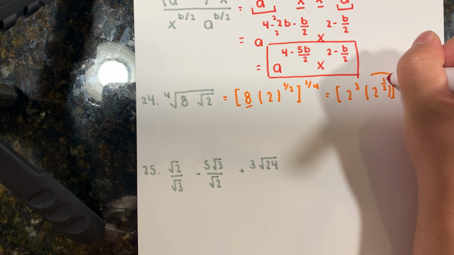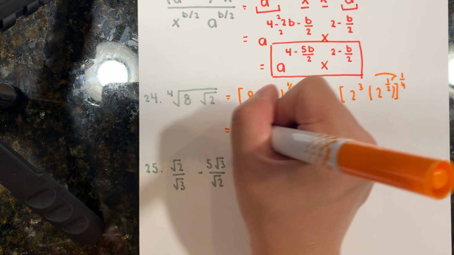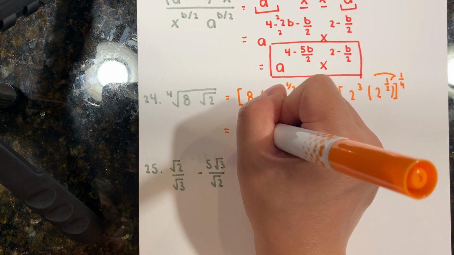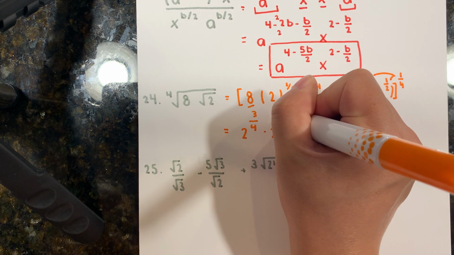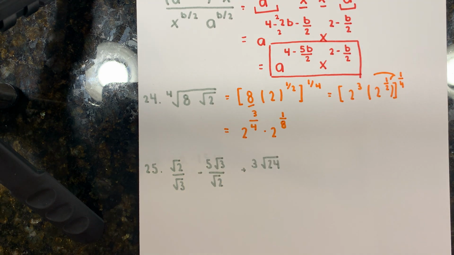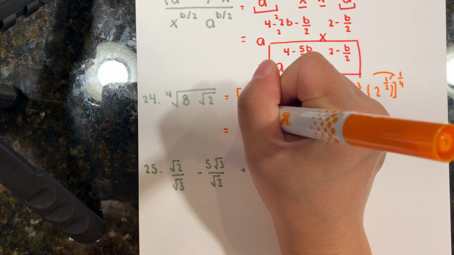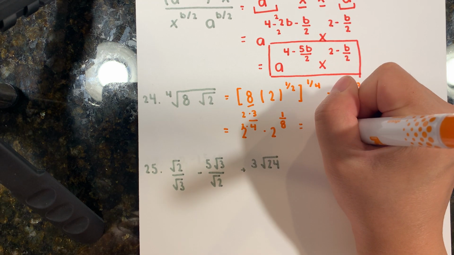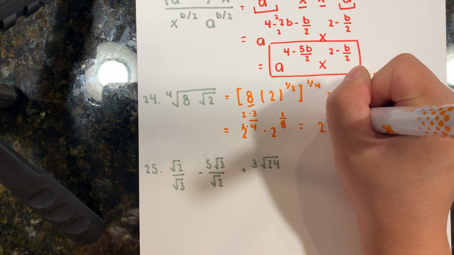And now I'm going to distribute that to the exponent. So that would be 2 to the 3/4 and 2 to the 1/8. Common denominator is 8. So I have 6 over 8 plus 1 over 8 would be 2 to the 7 over 8.